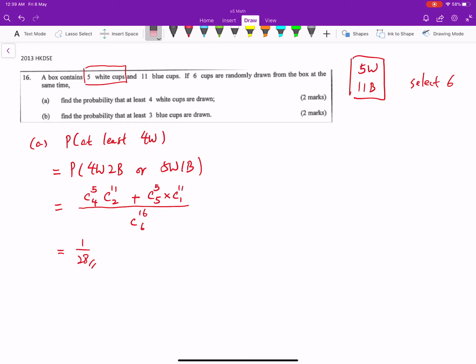Okay. So now we go to part B. At least 3 blue. Okay, so we can have 3 blue, 3 white, or 4 blue, 2 white, or 5 blue, 1 white, or 6 blue, right?